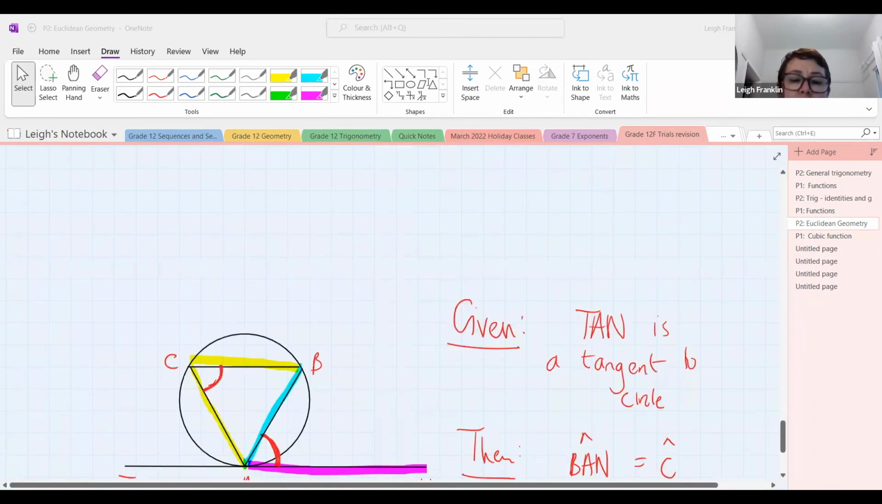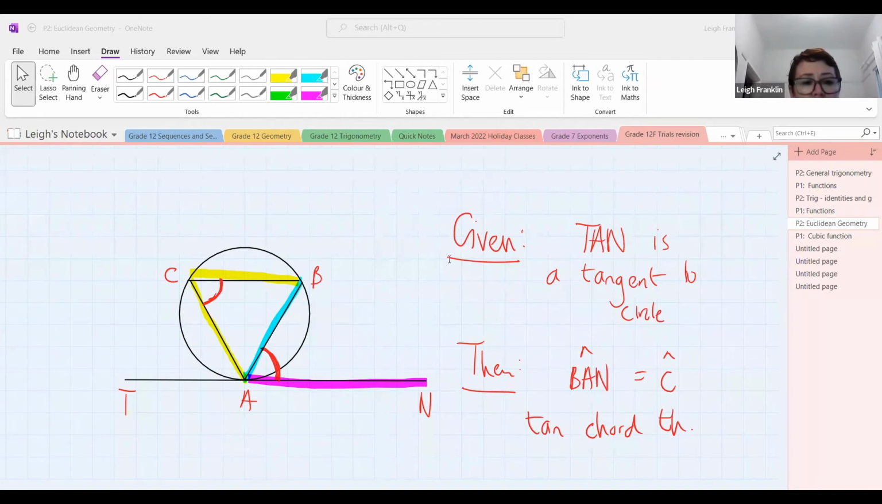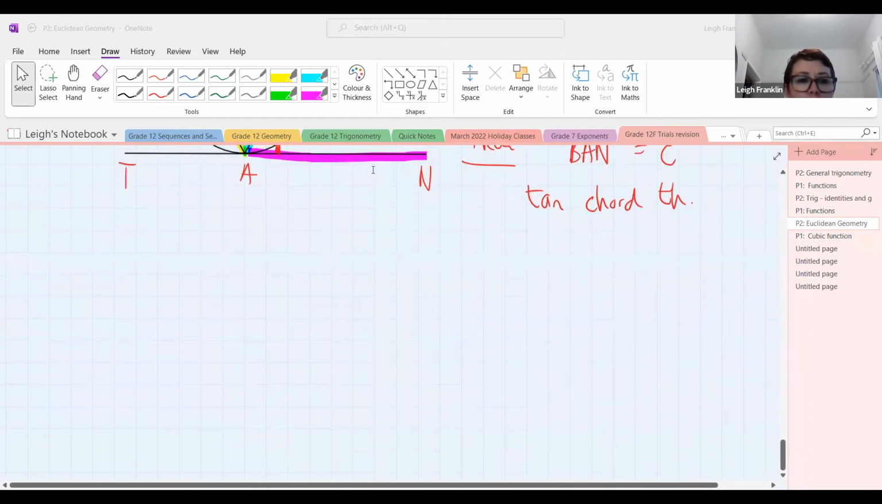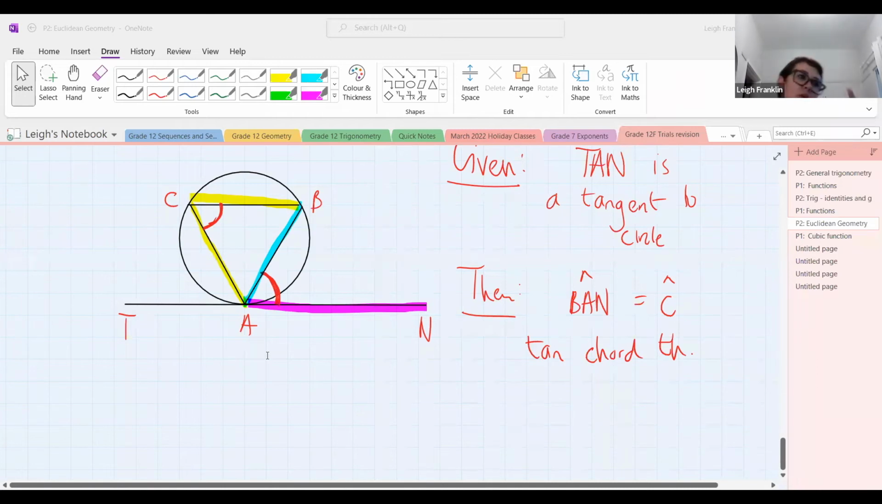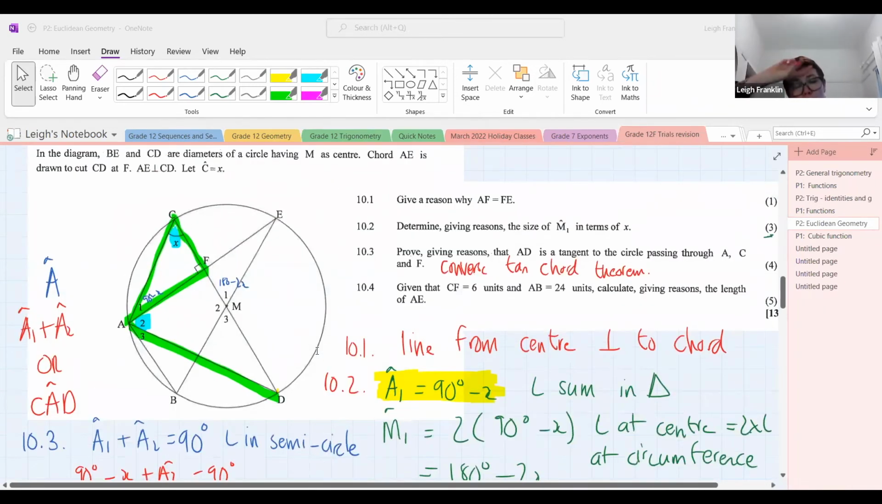Tan chord theorem and converse tan chord theorem mean two different things. Tan chord theorem means you have been told that the line that touches the circle is a tangent. In converse tan chord theorem, what we are trying to do is prove that the angle in the alternate segment is equal to the angle that would lie between what will be the tangent and the chord. So if you compare that to what we had over here, there's no circle drawn. What we're trying to do here is prove that A2 equals C in order to prove that AD is a tangent to the circle. So we are not given that AD is a tangent.